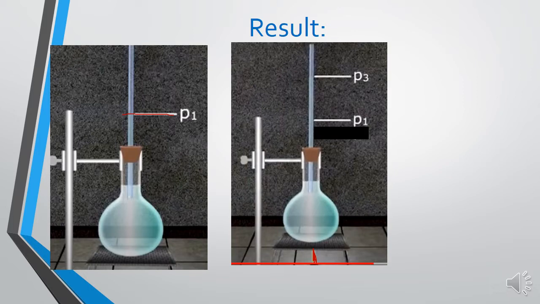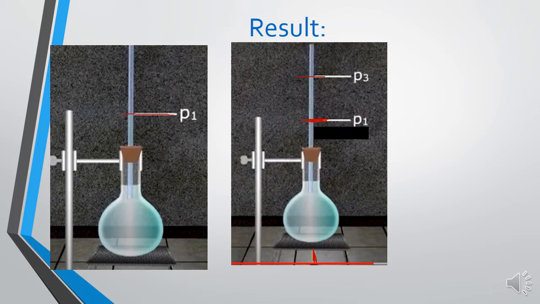Here we have level P1. This is the initial level. After I heat the water, what happens? We get P3. This is the new level of the water. What do you conclude from here? Can you tell me what you conclude? What happens when I heat the water? The water increases in size or decreases? The level of water increases or decreases?